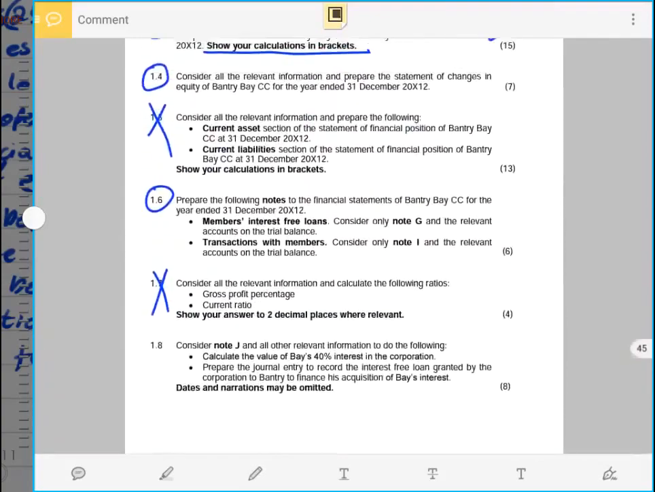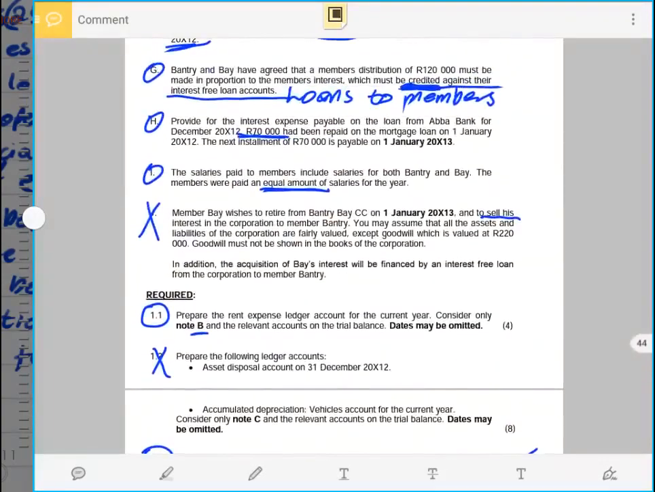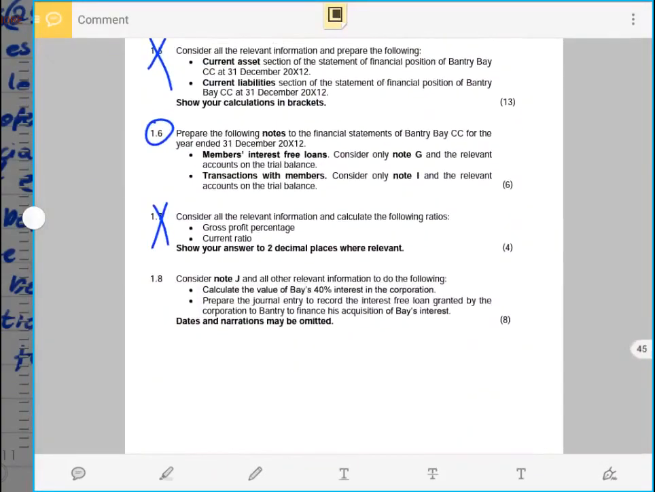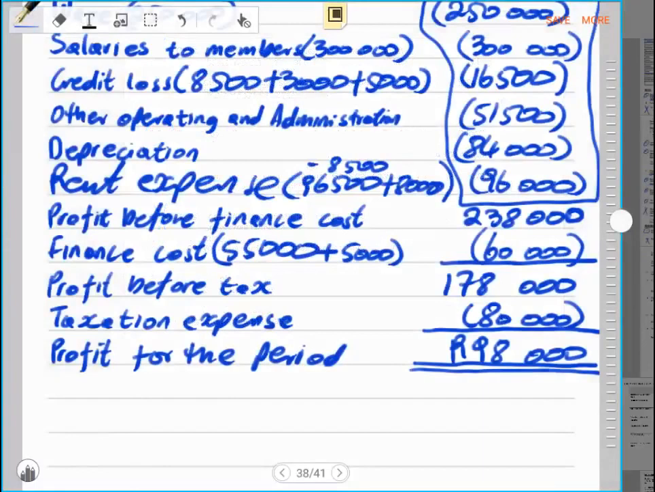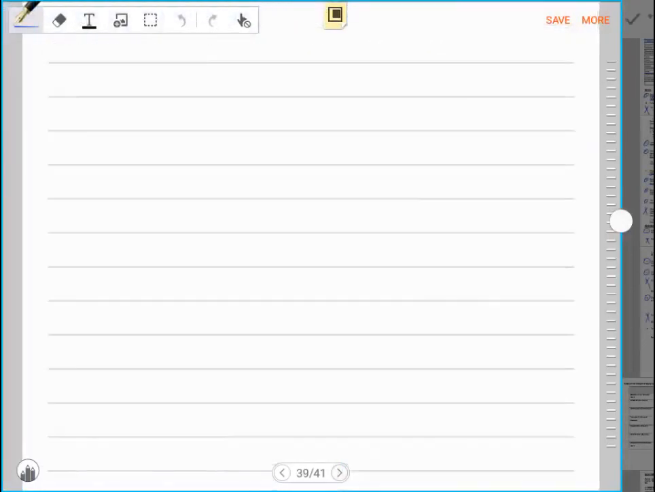So let us check that. That was 1.6. 1.6 were required to do members' interest-free loan and transaction with the members. So now I will be doing that, then after I will close this question. I will be starting with 1.6, and 1.6 is members' interest-free loan.